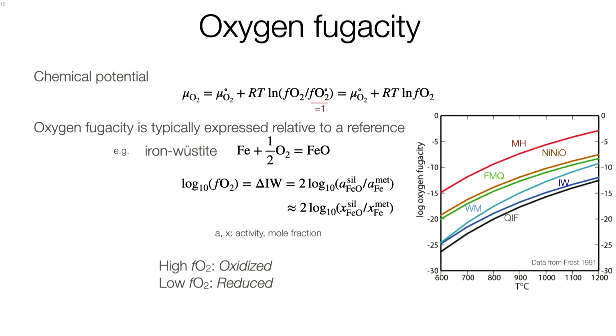And so we talked about the iron-wüstite buffer, as you can see here. The figure shows the different reference reactions. The y-axis shows the oxygen fugacity, and the x-axis shows the temperature. And there are different kinds of reference states we can refer to. So this also depends on temperature. And the key concept here is that when fO2 is large, it means that the system is oxidized, and if the oxygen fugacity is low, it means the system is reduced.